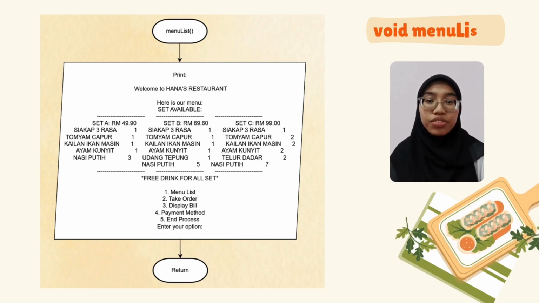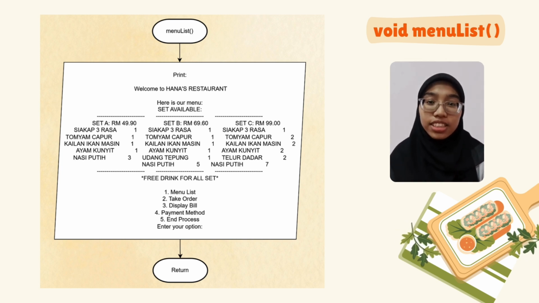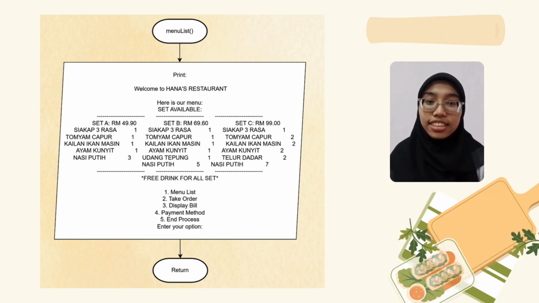Let us go through the flowcharts of the functions. First is the function menu list. This function is very simple, where we just display the list of sets available in Hana'S restaurant. After that, the program control will be passed back to the following function.